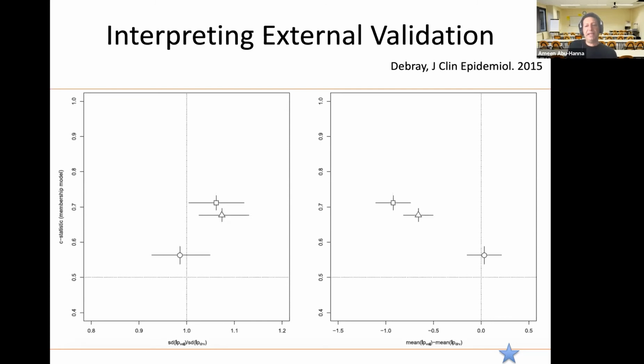Interpreting external validation. So when we talk about external validation, it's sometimes good to think, why did my model do differently in the new setting? What could have been the reason? So there's a framework of Debray. It is a nice framework where it tries to give you some insight about the differences. The internal validation, the AUC was 0.75, and then in the new setting it was 0.6.